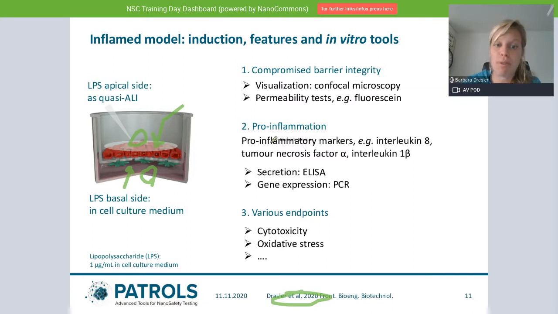And as I mentioned before, a very general characteristic is secretion of pro-inflammatory markers. And we can assess this with ELISA, and we can also do the respective gene analysis with PCR. Also, various other endpoints can be or are even advised to be monitored in parallel, such as cytotoxicity, oxidative stress, and many others. But with this, I will not go into details.